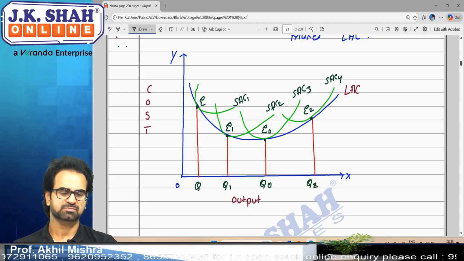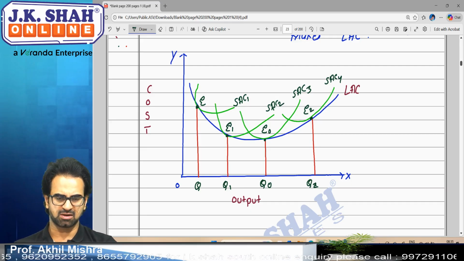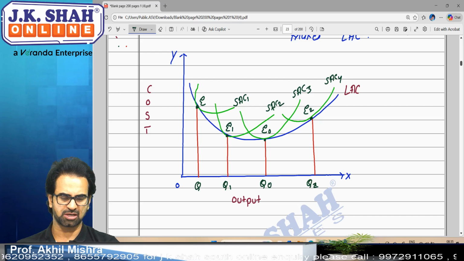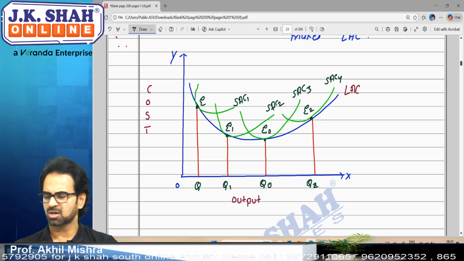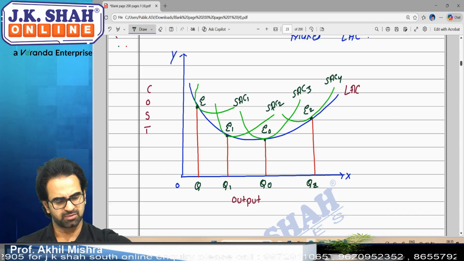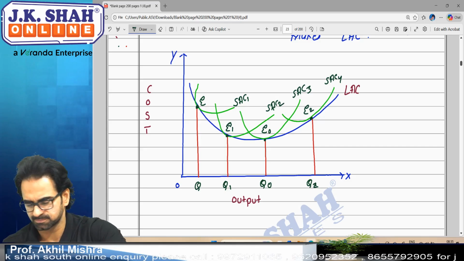If I ask one question, about this whole LAC line, what do you think is the best cost? What should be the optimum output for the producer? How much shall he produce? Shall he go for Q, Q1, Q0, or Q2? Could you please write it for me if you don't mind? What shall be the output of the firm? How much shall the firm produce?